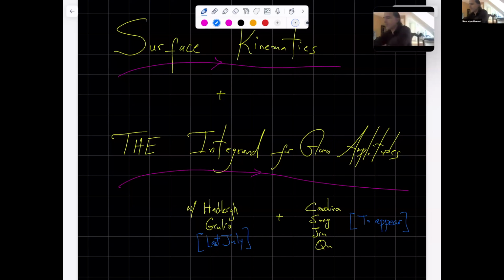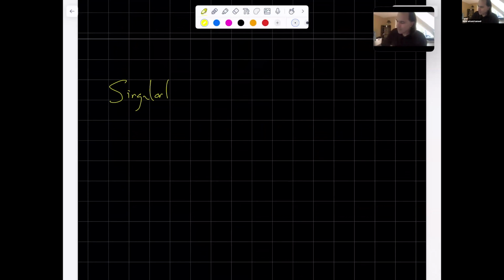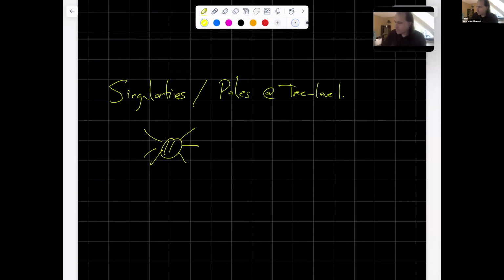Okay, so to begin with, for this audience, I don't need to remind you that singularities of amplitudes have long been the most important things about them. Singularities, poles at tree level, for example. This is, of course, our famous picture that there is a locus where the amplitudes factorize into the product of lower point amplitudes in an appropriate way.